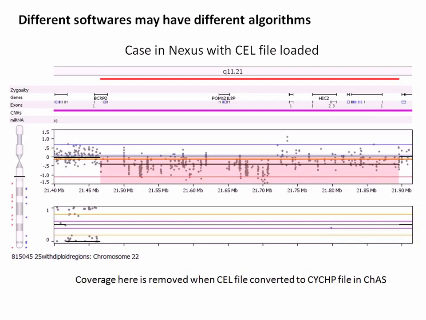So, for example, if you load a CEL file into Nexus, there are probes on CytoScan that have been silenced but not in Nexus. They're probes that get silenced when you take the file from a CEL to a CYCHP in CHAS, but they're not silenced if you just load the CEL file directly into Nexus. So here's a region where we loaded this CEL file and I saw this and I was like, wow, that's pretty noisy. It's calling a deletion, but it's really noisy. And I don't remember seeing that.